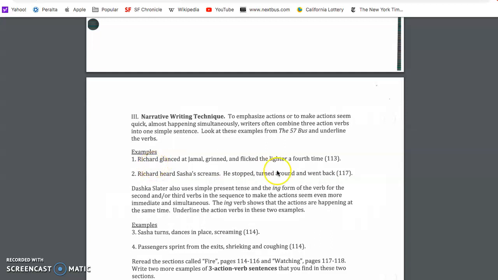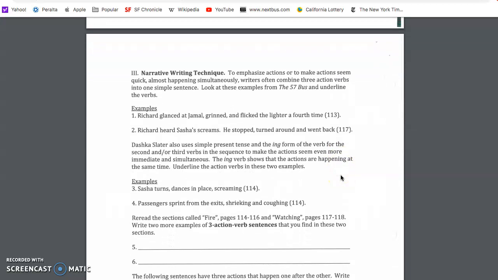For example, on page 113, "Richard glanced at Jamal, grinned, and flicked the lighter a fourth time." So she's using three action verbs in the past tense: glanced, grinned, and flicked, right? The second sentence: "Richard heard Sasha's screams. He stopped, turned around, and went back." Again, three action verbs in a sequence: stopped, turned around, and then went back.